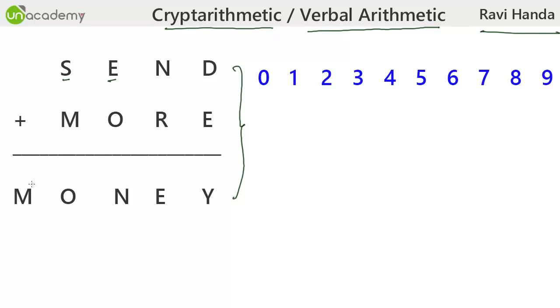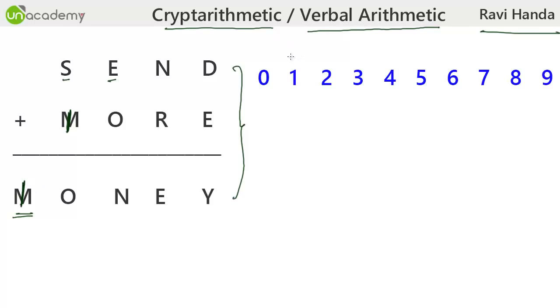The easiest part is figuring out the value of M. M has to be 1. Now how can I say that M has to be 1? Well, something is getting added here and you are getting an extra digit. So that means this extra digit is coming from a carryover, and the only thing that can get carried over when you are adding two digits is going to be 1 and nothing else.